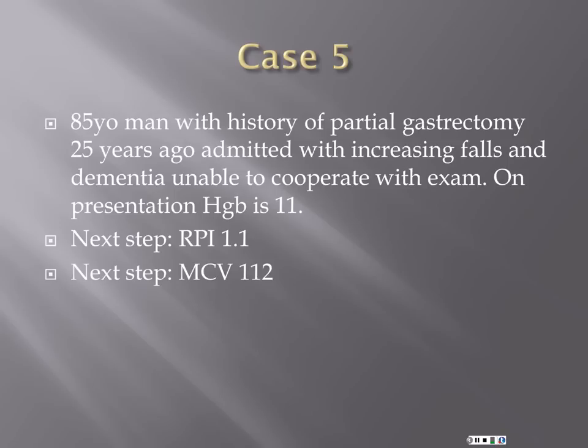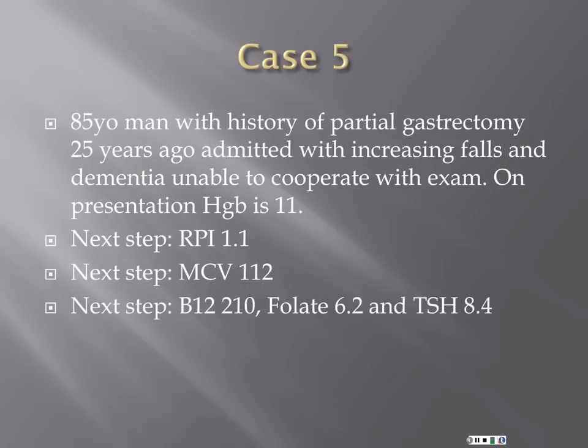MCV is 112. That shows that he is macrocytic. In fact, he's close to megaloblastic. Megaloblastic is 115 or higher. If it's that high, it either has to be chemotherapy agents that affect folate or B12, or folate or B12 deficiency. What's the next best test? That's right, because we're in that category. We don't need our iron studies.